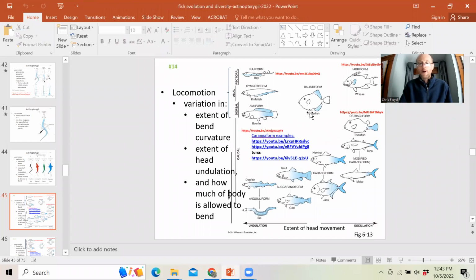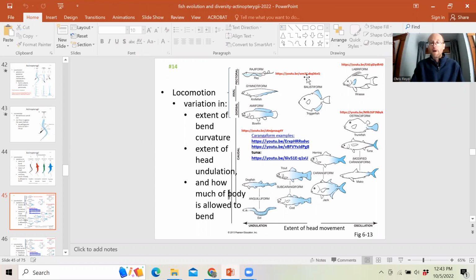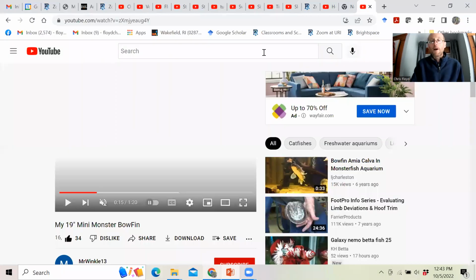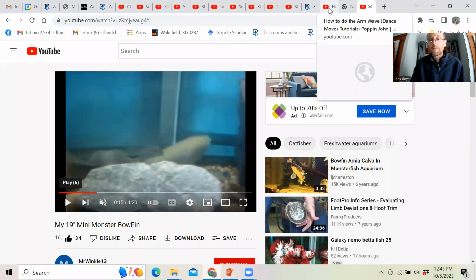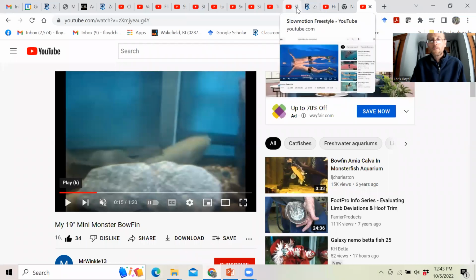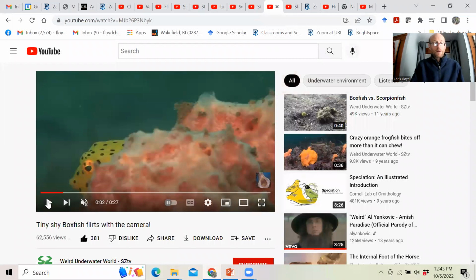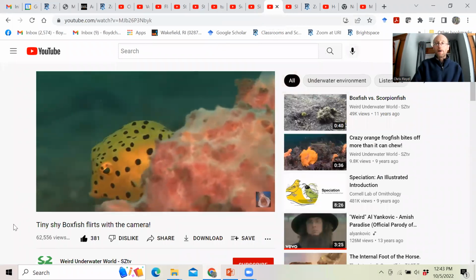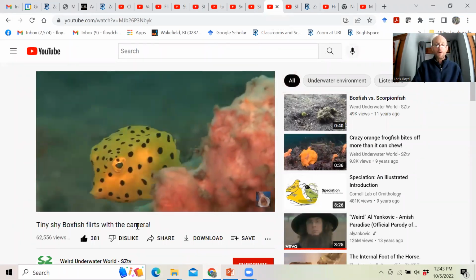And there are different examples here we're going to look at. Rajiform, which uses the pectoral fins to generate lift the same way a bird does. The labriform, we'll look at examples of that. Let's just take a look at these examples here. This is probably the most extreme example of caudal, where the wave is used.